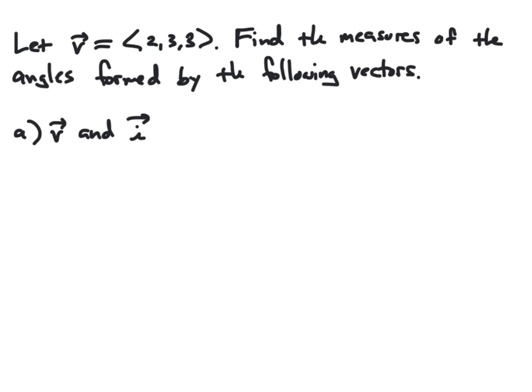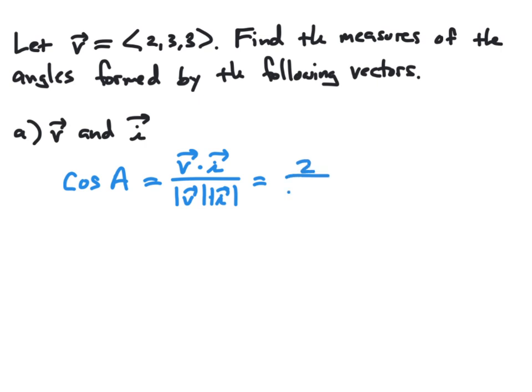First, we'll find the angle between v and i, which we'll call angle A. We know the cosine of A is going to be the value of v dot i divided by the magnitude of v and the magnitude of i. And we've already computed these values. V dot i is equal to 2. The magnitude of v is the square root of 22, and the magnitude of i is equal to 1. And so the cosine of the angle A will be 2 over the square root of 22.